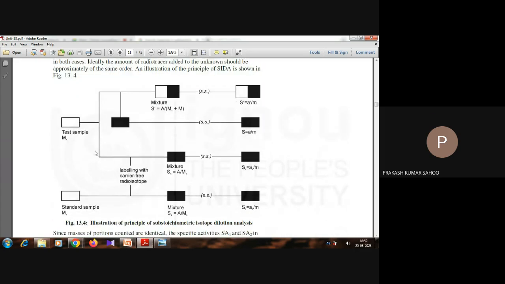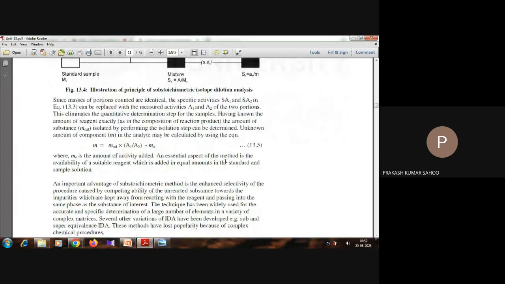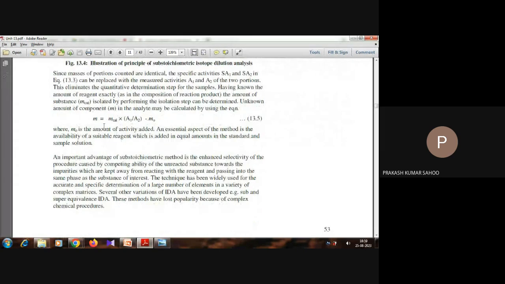Then we have the test sample here, and there is a mixture here. This mixture is the standard with the analyte, and this is the sample. So here a series of reactions happen, and there will be the formula m equal to m calculated into activity of 1 by 2 minus mass of the standard m0.